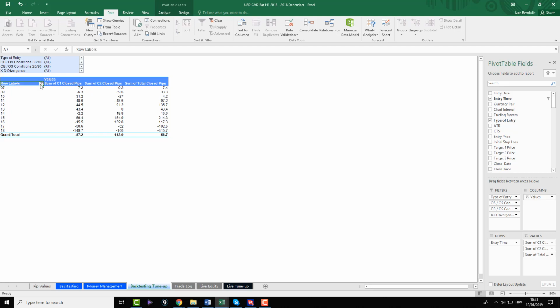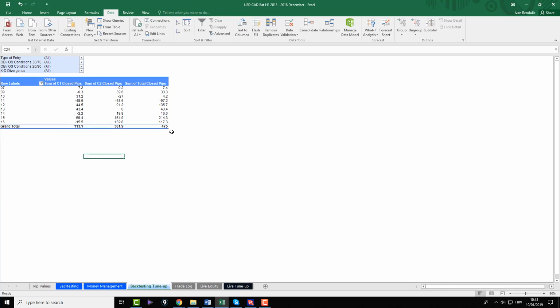So that's how I came up with it. I don't want to trade bets on USD CAD at that time. So I removed 16 and 17. There we go. Immediately we are profitable by 475 pips, but that was not enough for me.